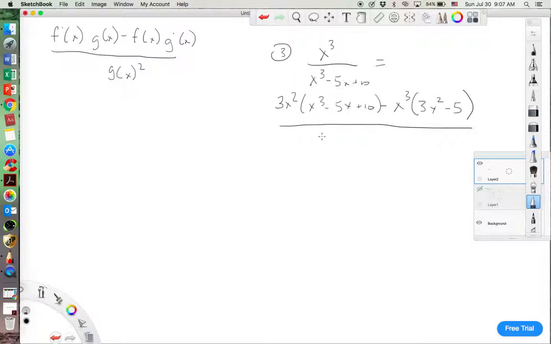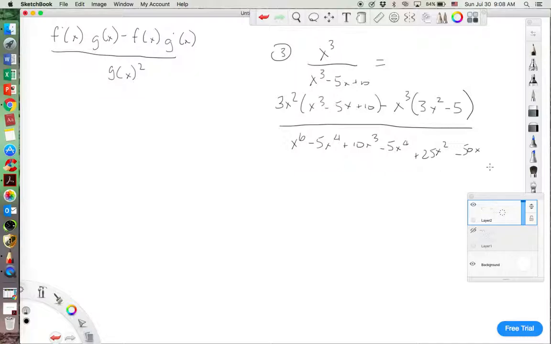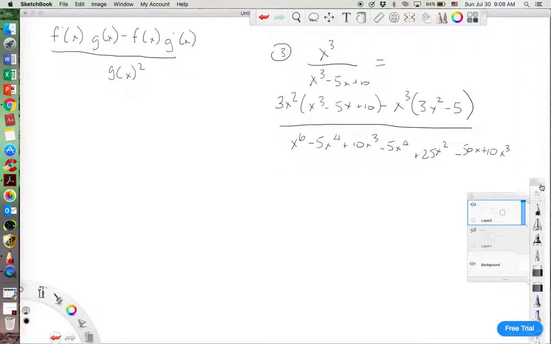And on the bottom we have x cubed minus 5x plus 10 squared, which equals x to the 6th minus 5x to the 4th plus 10x cubed minus 5x to the 4th plus 25x squared minus 50x plus 10x cubed minus 50x plus 100. All right, looks pretty messy there.